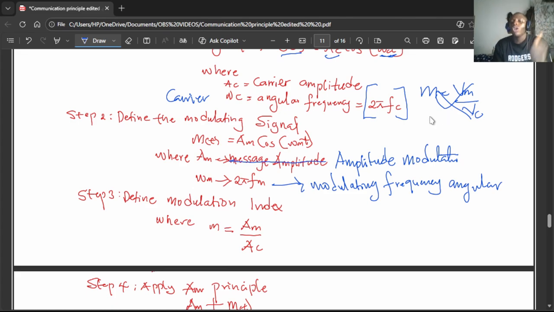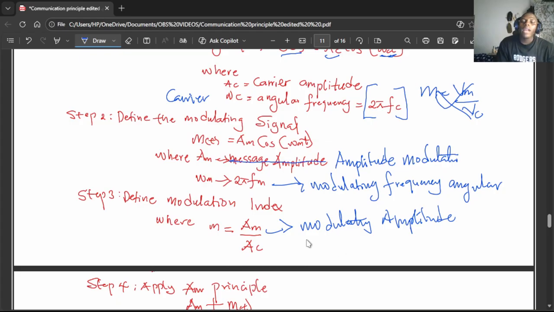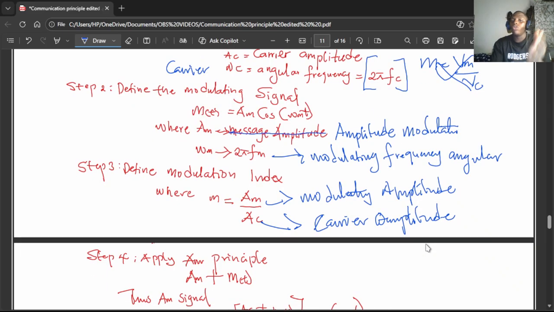The parameters you will be considering here are your amplitudes. So your modulation index for amplitude modulation is now given as m equals Am divided by Ac, where your Am simply stands for your modulating amplitude, while your Ac simply stands for your carrier amplitude. Am I communicating?